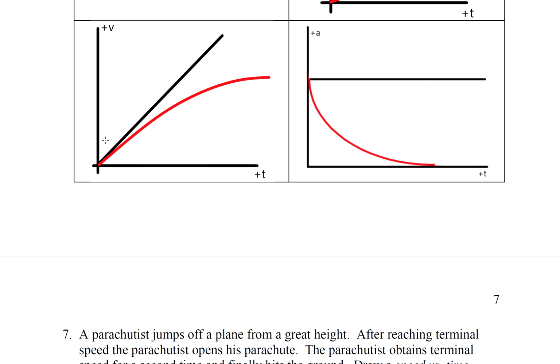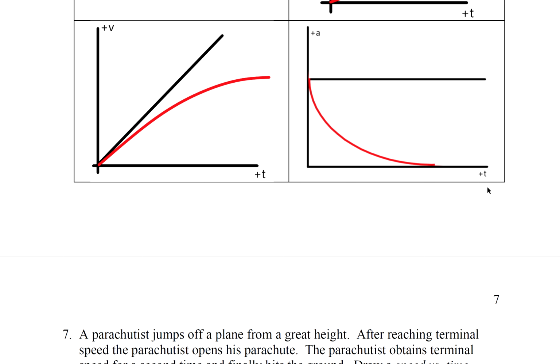When we drop an object from rest in free fall, as time increases, the velocity increases. v equals at. That's this black line, v equals at. This red line is when we have an object falling with air resistance, so force of gravity and force of friction. So you could see eventually the velocity becomes constant, and when velocity is constant, acceleration is 0.